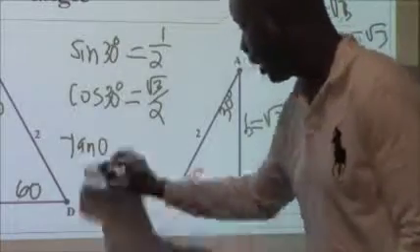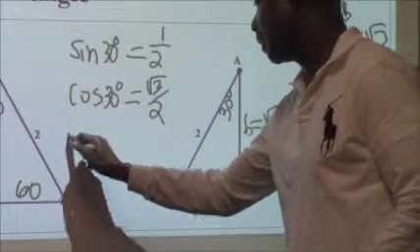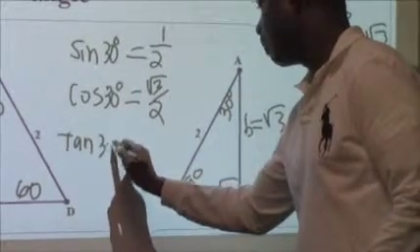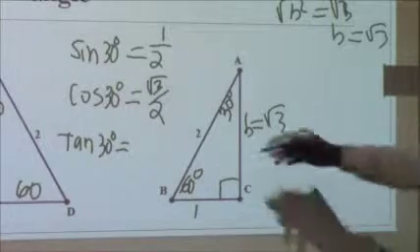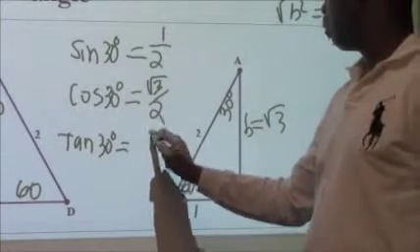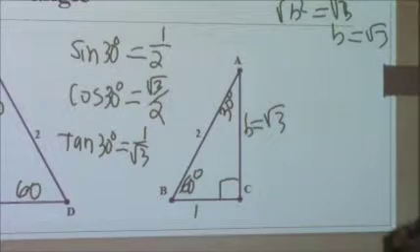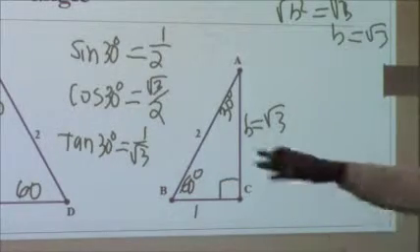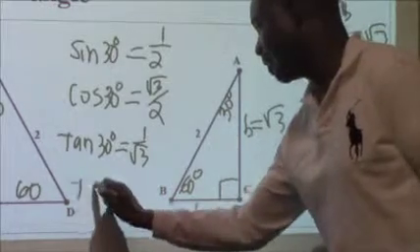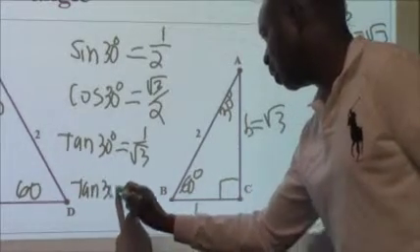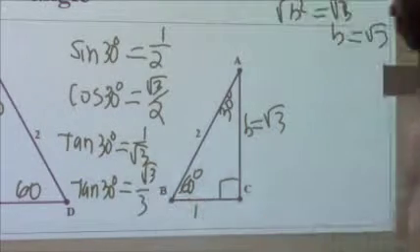Tangent of a 30-degree angle would be opposite, which is 1, over adjacent, which is square root of 3, and then we can rationalize by multiplying denominator and numerator by square root of 3. So we're going to have the tangent of 30 degrees equal to square root of 3 over 3.